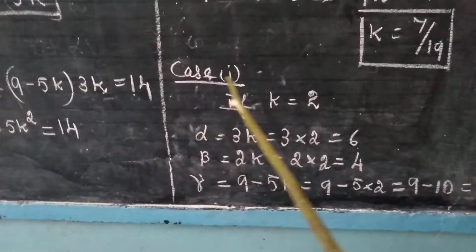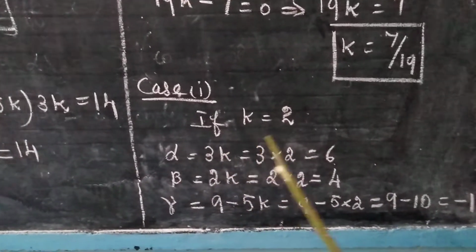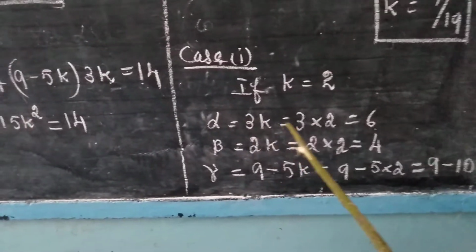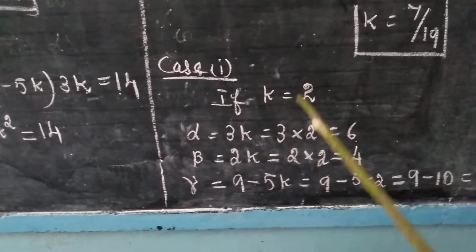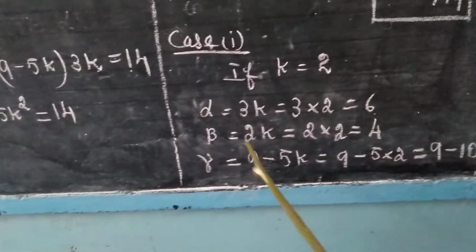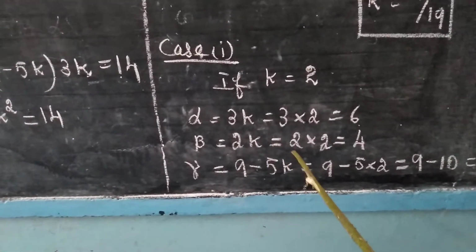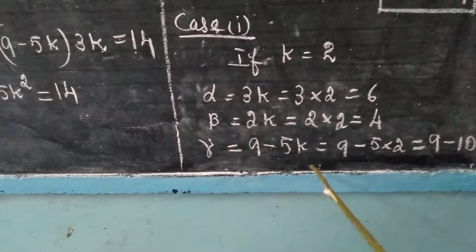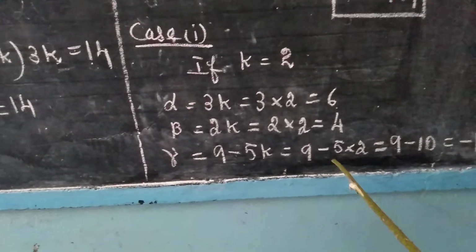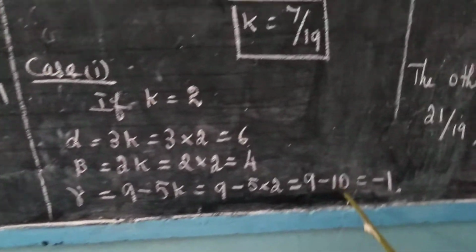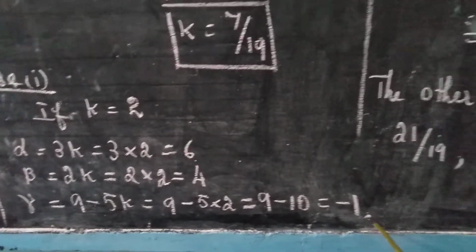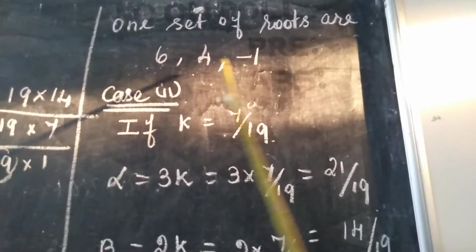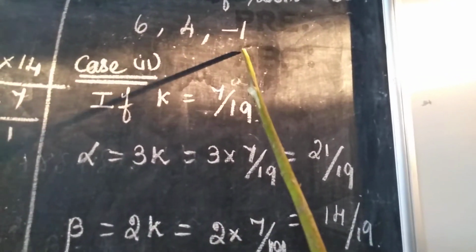First we take case 1: if the value of k is equal to 2. Now we substitute. Alpha is equal to 3k, that is 3 into 2 is equal to 6. Beta is equal to 2k, that is 2 into 2 is equal to 4. Gamma is equal to 9 minus 5k, that is 9 minus 5 into 2 is equal to 9 minus 10 is equal to minus 1. Now this is one set of roots we got. The roots are 6, 4 and minus 1.